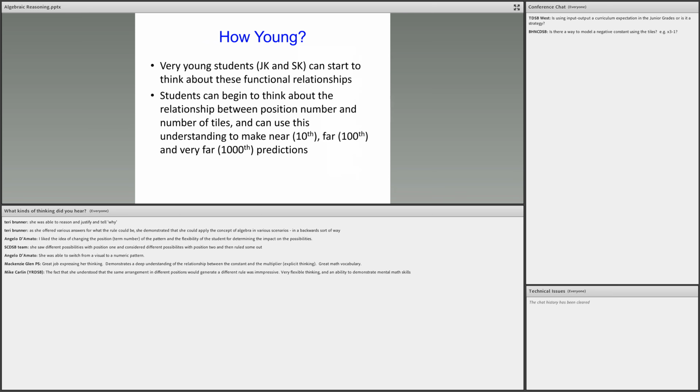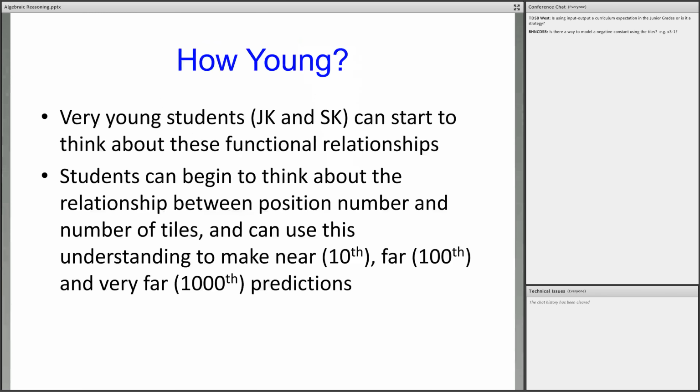So I wanted to share this with you. One of the things that we've been exploring is how very young students, JK and SK, can start to think about functional relationships. They can begin to think about the relationships between position number and number of tiles, and use this understanding to make near, far, and very far predictions.